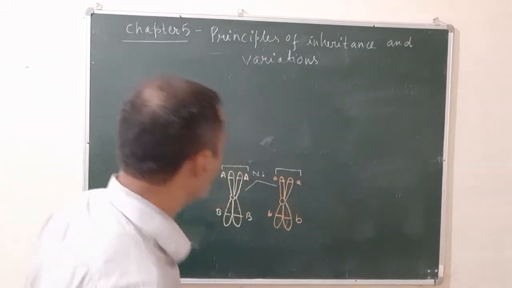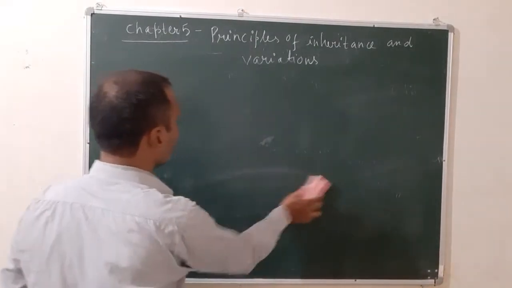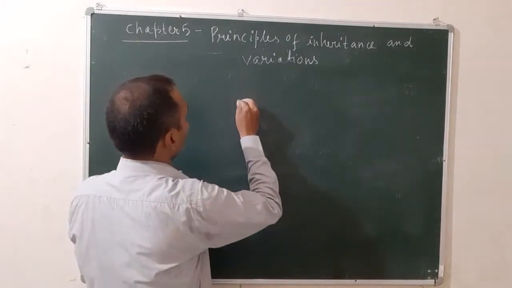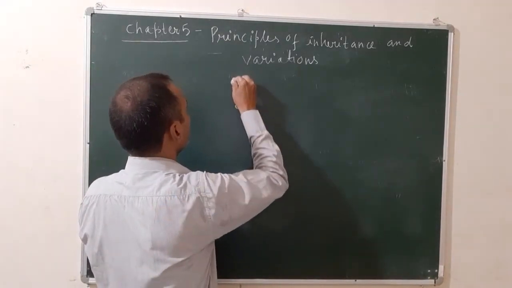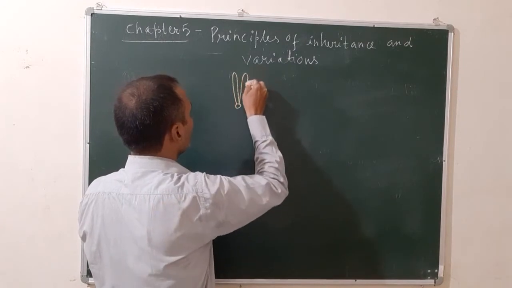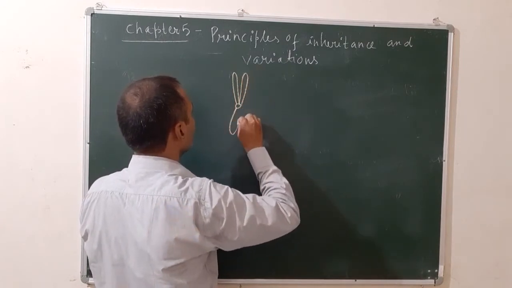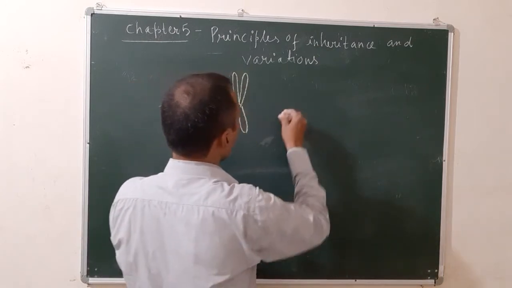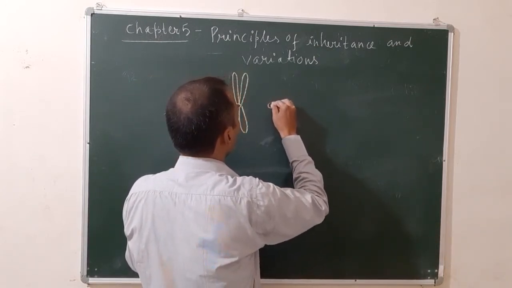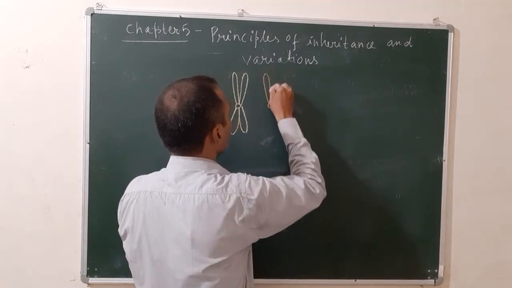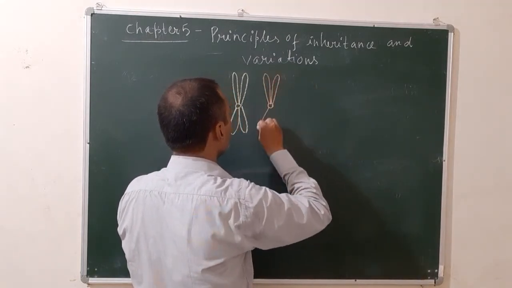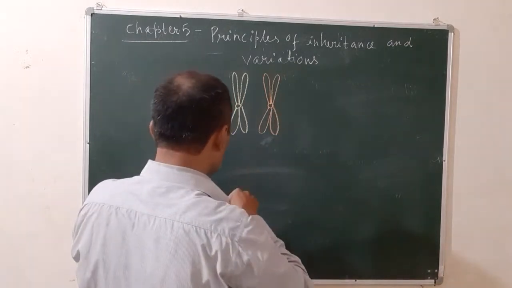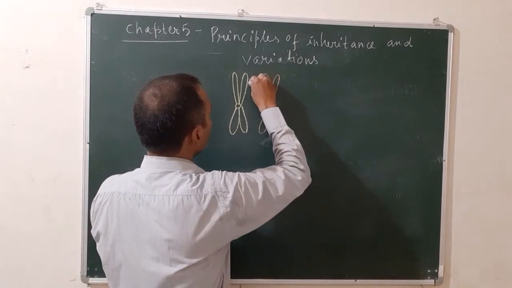So let us see the next step. The crossing over takes place between the non-sister chromatids. So again we will draw the same diagram, but we will show the crossing over between the non-sister chromatids. So there is crossing over taking place between these chromatids.